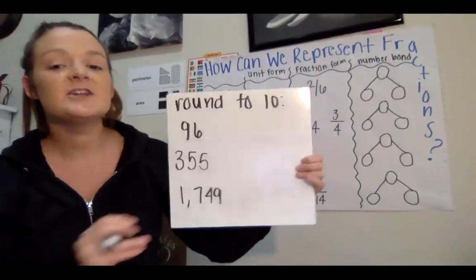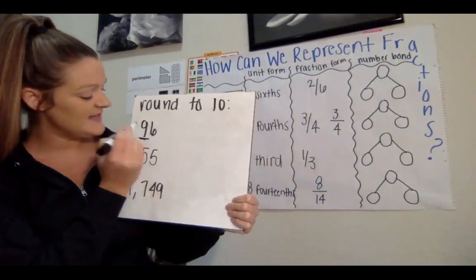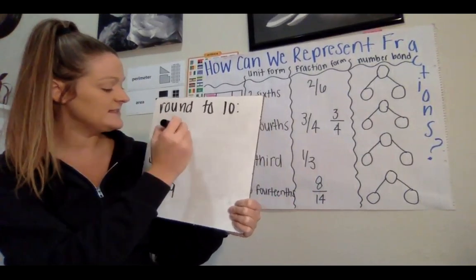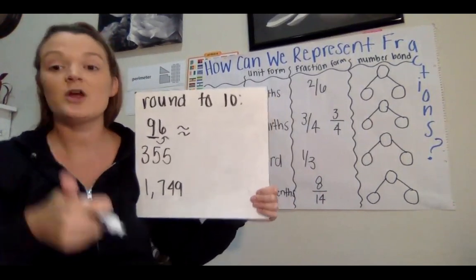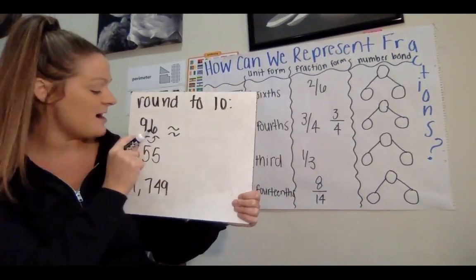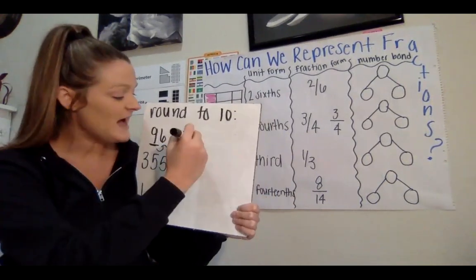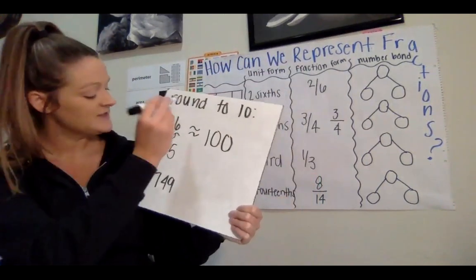Now, rounding to the nearest 10 means we should go ahead and underline the tens place. So let's underline the tens place in our first number, and we look next door. Does the 6 tell me to round up or down? 5 or more, raise the score. So I'm going to round up. That means my 9 is actually going to go up to a 10, which means I now would round to 100.